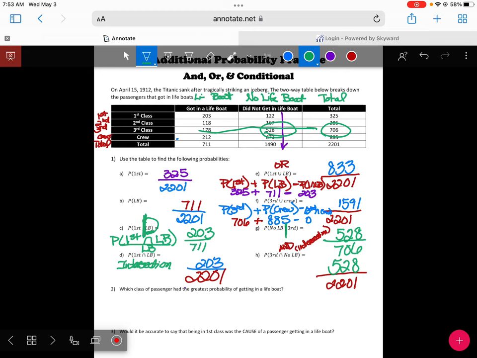So the probability that you were third class and did not get out of a lifeboat, given all the people, is a smaller probability than if you were third class and didn't get on a lifeboat, just out of the third class. Yes. So for or you subtract.